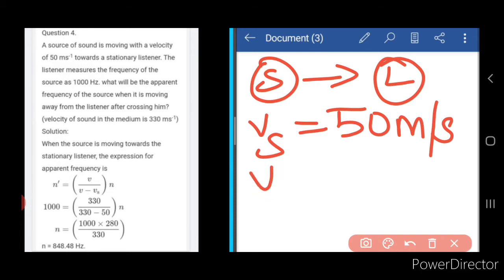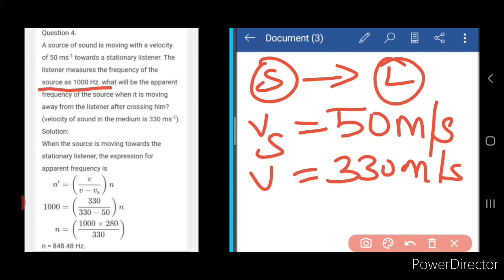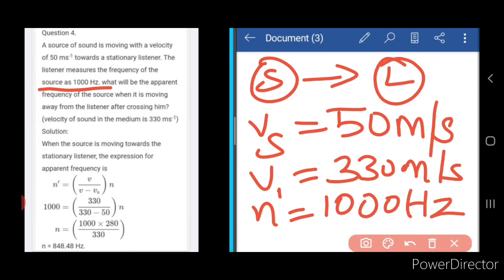Yes. And what is V? V is equal to 330 meters per second. Now here the apparent frequency is given, right? The listener measures the frequency of the source as 1000 hertz. So N dash, the apparent frequency, is given as 1000 hertz. Now what do we have to find out? We have to find out N, the frequency of the source.